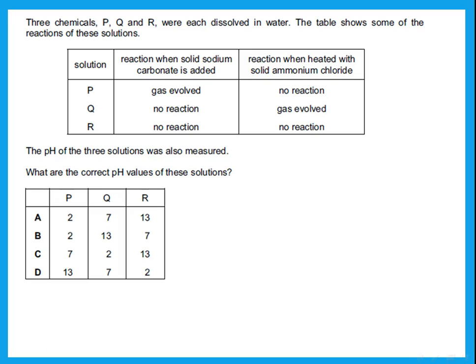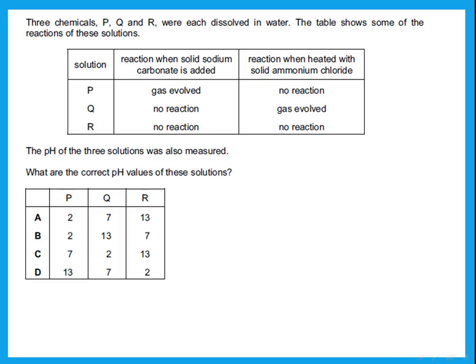3 chemicals P, Q, R are each dissolved in water. The table shows some of the reactions of these solutions. The pH of the 3 solutions was measured. What are the correct pH values of these solutions? So this is a question that we saw in the explanation.